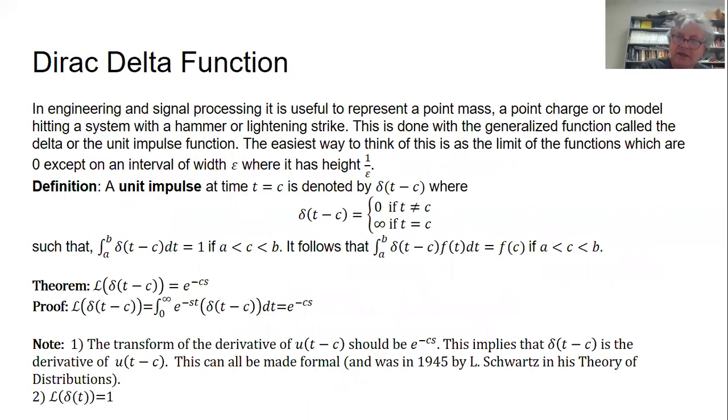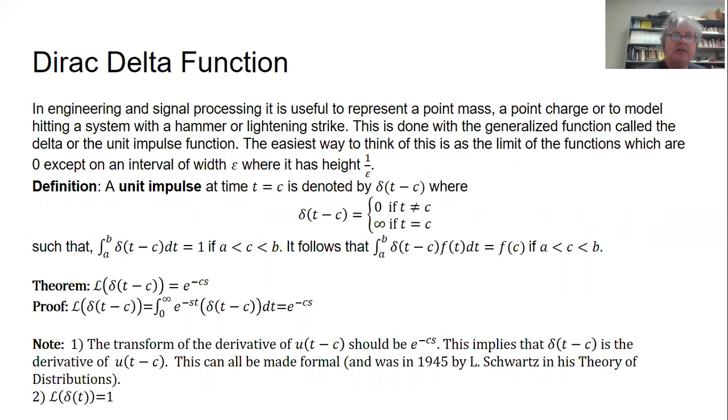Okay, the other interesting thing to talk about is the Dirac delta function. It's really a pseudo function or a generalized function, or a distribution is another name for it. And this turns up because in quite a lot of applied problems to do with engineering or signal processing, physics, I think that's where Paul Dirac, a famous physicist, first came up with it. You want to somehow represent a point mass, a point charge, or you want to model a system where you're hitting it with a hammer or a lightning strike.